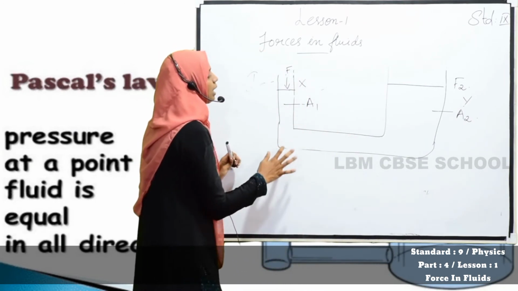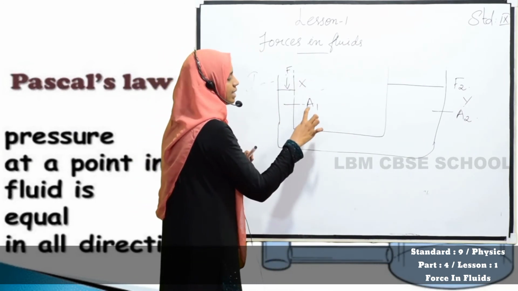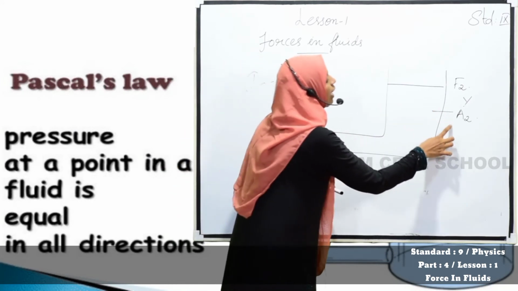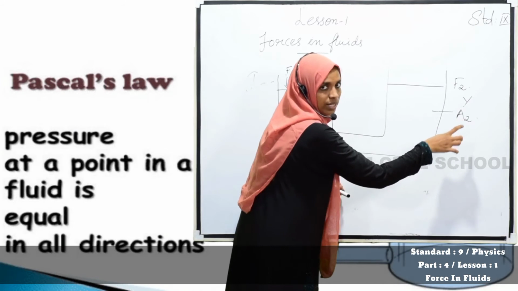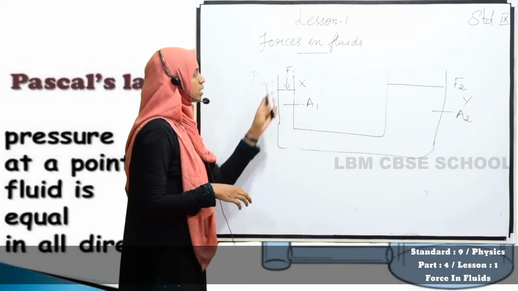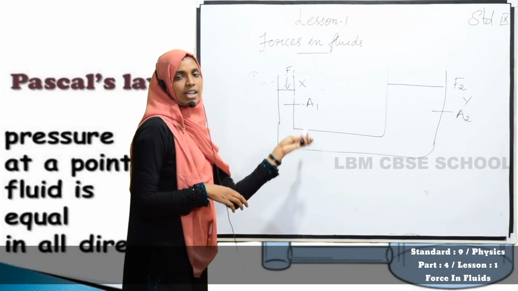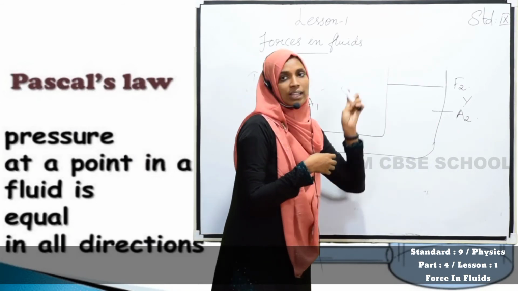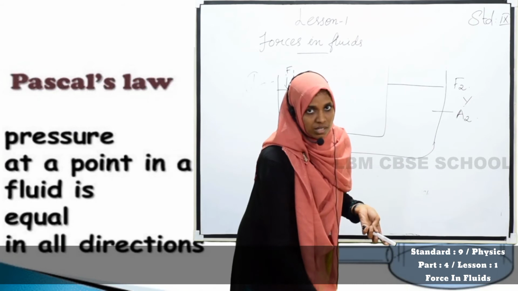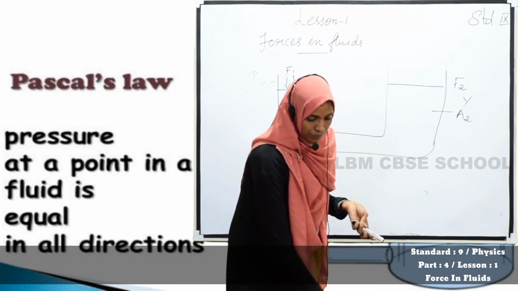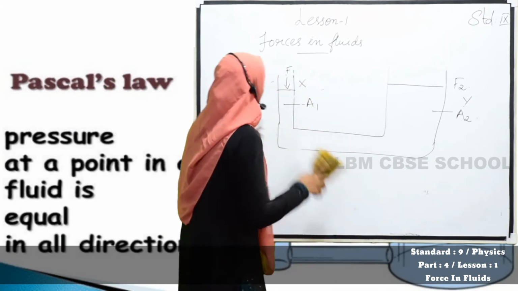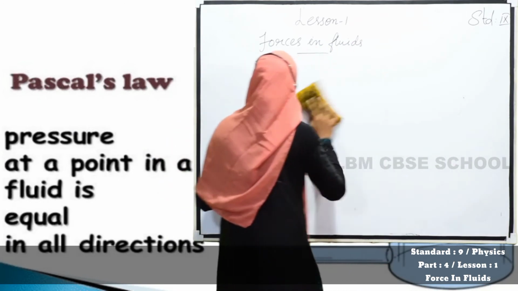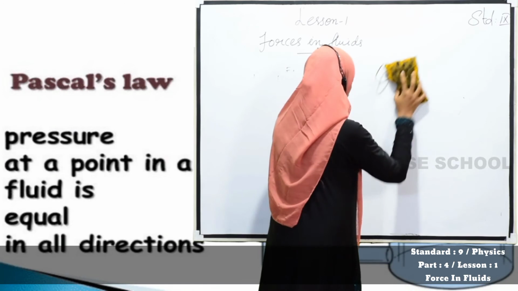ഓക്കെ, അപ്പോൾ here, A1 is the area of cross section of the first piston X and the area of cross section A2 here. Okay, and according to Pascal's law, when we apply pressure to this side, it affects the pressure, and it experiences the pressure on the Y piston. Okay, this is the Pascal's law, and we can write the equation as, so this is the working principle of hydraulic jack.